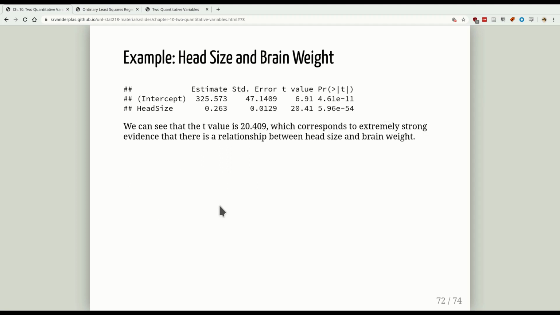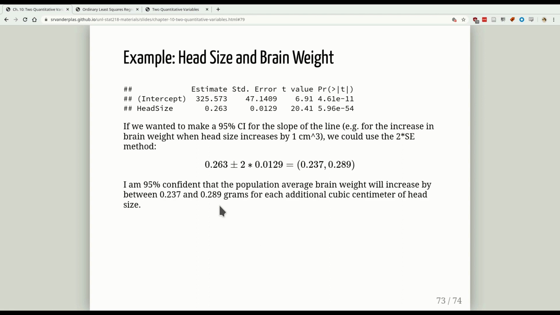So if we look at our head size and brain weight example, we can see that t has been calculated for us. It is 20.409. The p-value is 5.96 times 10 to the negative 54th. Okay, so basically 0. So we have extremely strong evidence that there is a relationship between head size and brain weight.